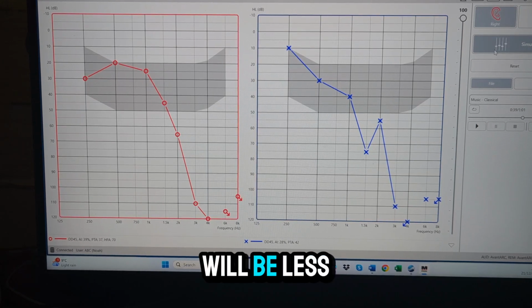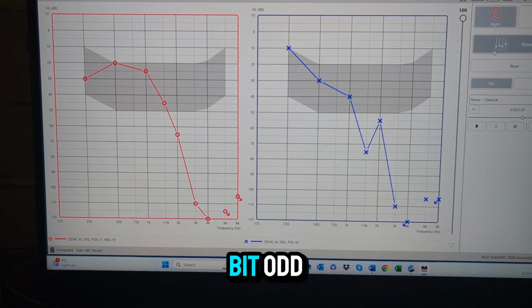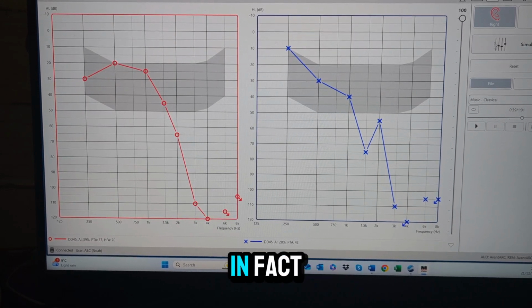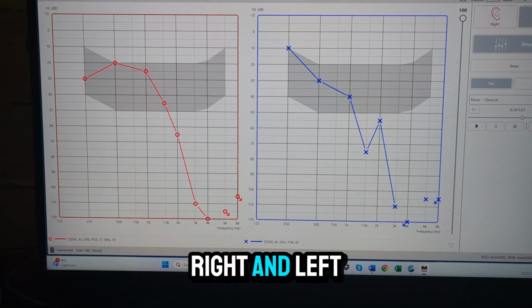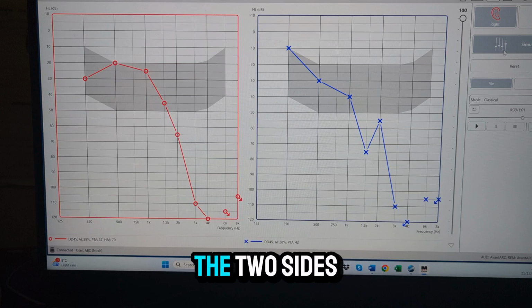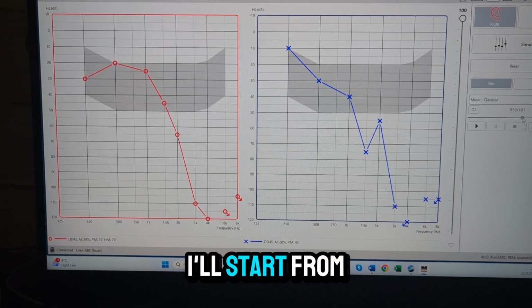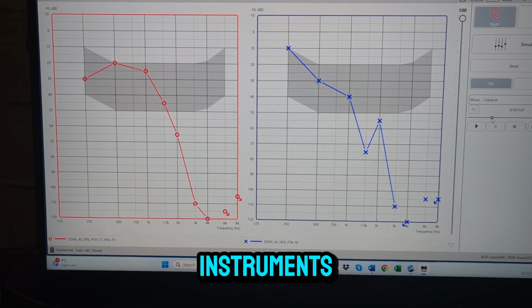The difference will be less instruments are taken away. I know that sounds a bit odd, but just try to focus on the difference. In fact, what I'll do is when I simulate this, I'll toggle between right and left, so you'll see the difference between the two sides. Here we go. I'll start from somewhere in the middle where more instruments are playing.